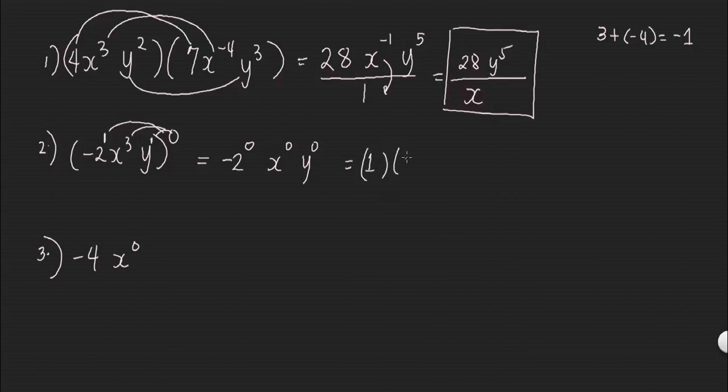X raised to 0, that is 1. Y raised to 0, that is 1. And if we multiply them, 1 pa rin yan. Okay? So, number 2 is 1.